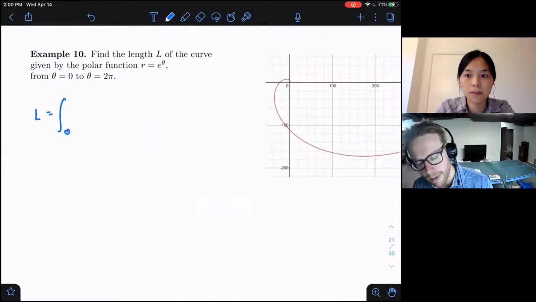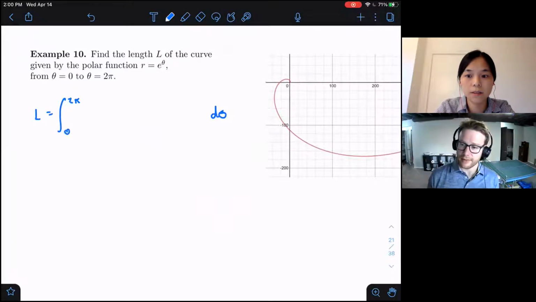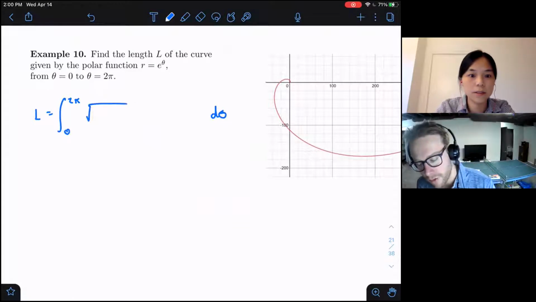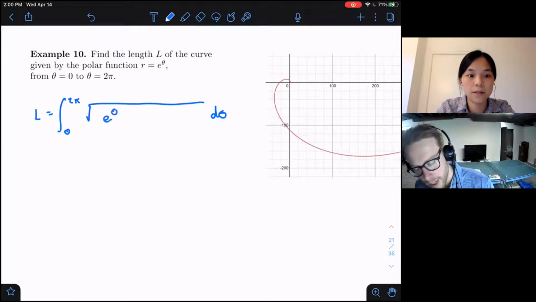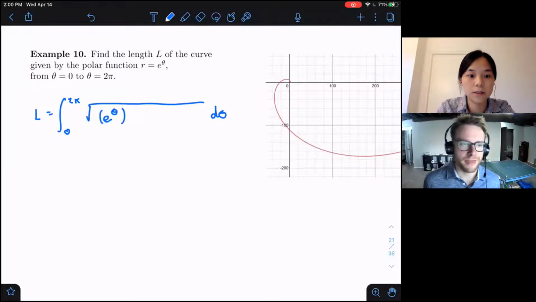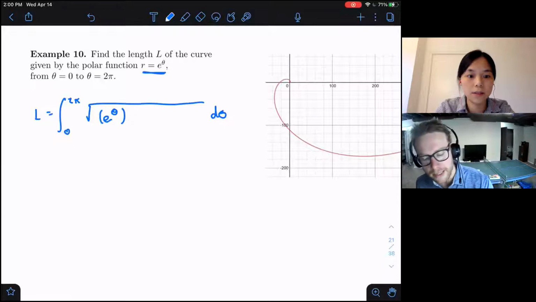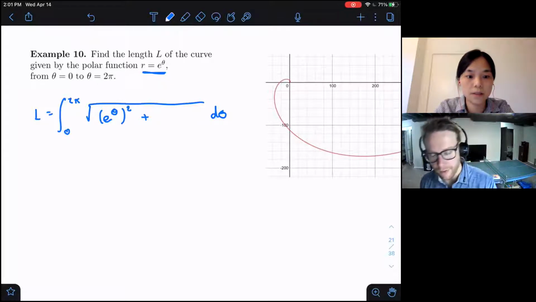And so let's go ahead and do the setup here. So the arc length is going to be equal to the integral from 0 to 2 pi. Again, we're integrating with respect to theta because we're given a polar equation here. We're going to have the square root of, and now we have r squared. So this is going to be e to the theta. That's our r in this case. That's the curve that we're interested in.